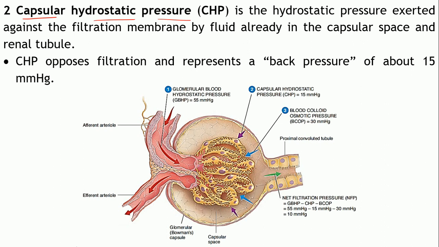Capsular hydrostatic pressure. So this capsular space, what does it contain now? Yes, it contains the glomerular filtrate, right? It is present in this capsular space, into which the blood is getting filtered out. So this fluid which is present over here will also exert some hydrostatic pressure on these walls.